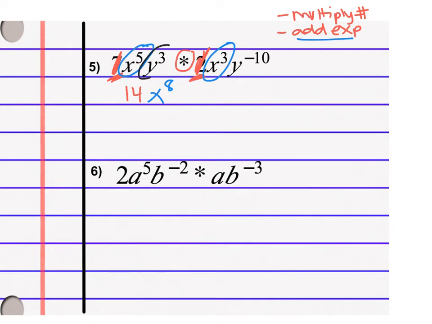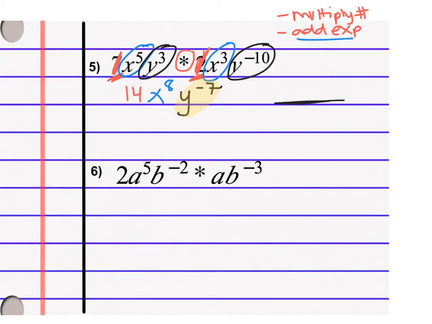For the y's, I have 3 plus negative 10. And you can use a calculator. Think about a number line. You're at 3. You're going backwards 10. You're going left 10. That's negative 7. Now I'm almost done, but I don't want a negative exponent in my answer.